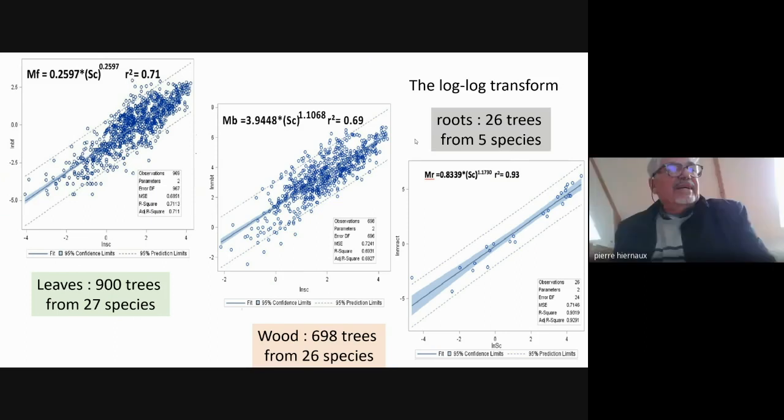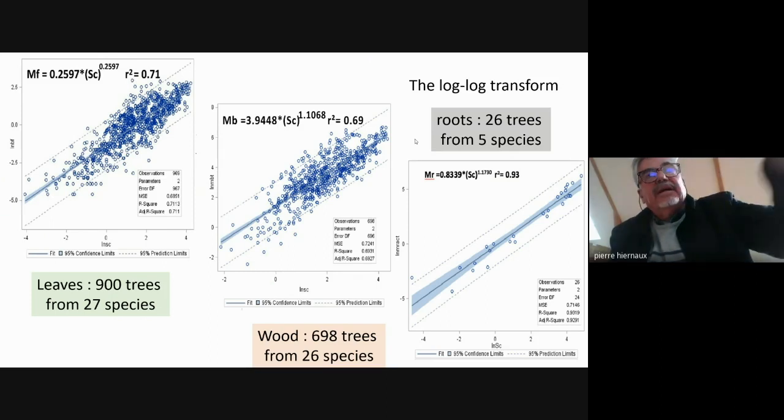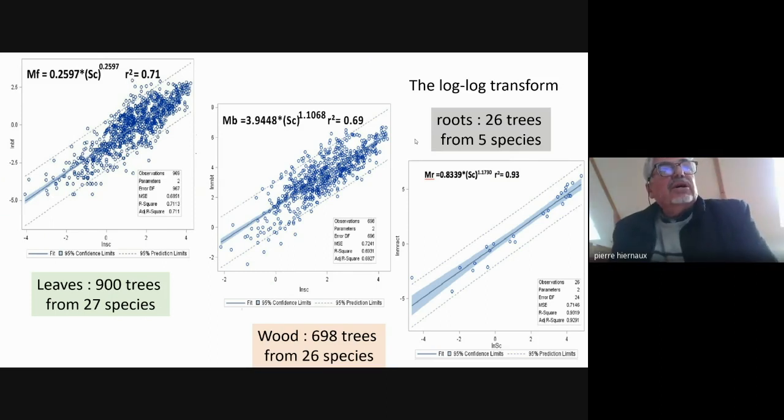We have to go with this, and hopefully, when you log transform on both sides, so the crown area on one side and the mass variable on the other, for leaf on the left-hand side, wood in the middle, and root on the right-hand side, you can see that we improve dramatically the relationship with these power functions.